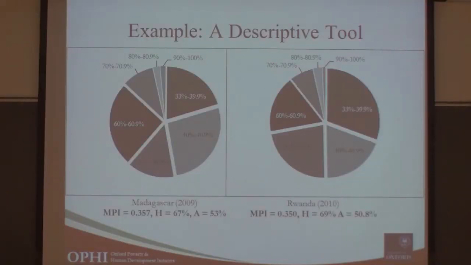So in general, an easy way of trying to understand inequality in the distribution, and you may want to present this kind of graph in your presentation. Suppose you have used weights and deprivation cutoffs and identified the poor, and you want to show the distribution: whether most people have a similar deprivation score or the deprivation score varies too much. You can present this kind of picture. It shows the proportion of people who are deprived in, say, 33 to 40% of weighted indicators, 40 to 50, and so on. That's one easy way to do it.